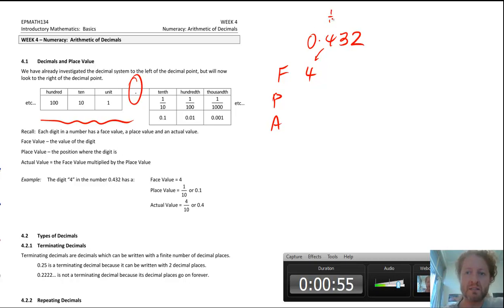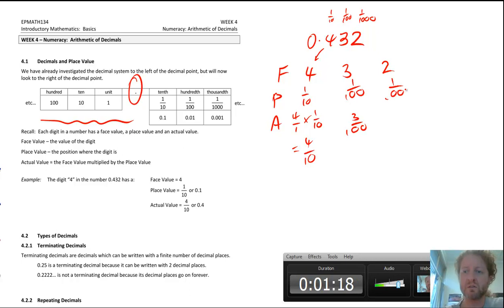We know that's the tenths column, that's the hundredths column, that's the thousandths column. And so that's 4 in the tenths column, and 4 times a tenth. We know 4 times a tenth is the number 4 times 1 over 10. So it's literally 4 tenths. Okay, and so on. We've got 3 in the hundredths column, worth 3 hundredths, and 2 in the thousandths column, which is worth 2 thousandths.